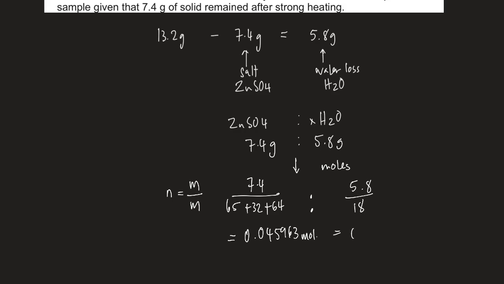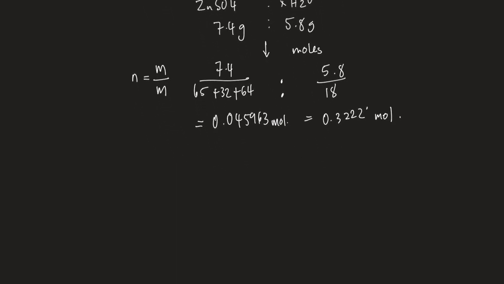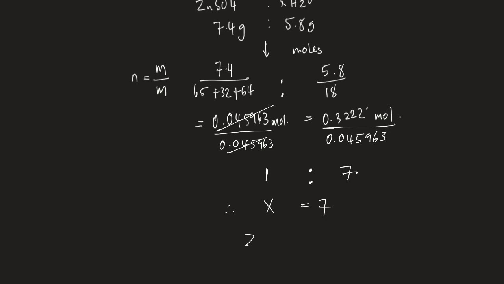5.8 divided by 18 is going to give you 0.3222 recurring moles. Right, again, get your molar ratio, divide both sides, in this case 0.045963 divided by 0.045963, and these will cancel, so I'm going to get 1 is to 7. Right, so therefore X is equal to 7, and it will read ZnSO4 is to 7 H2O.